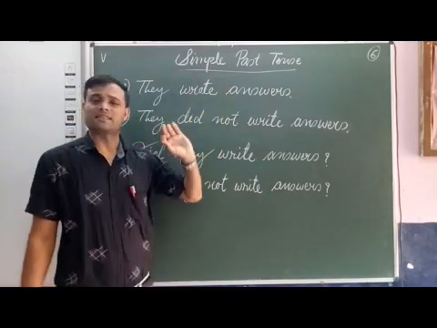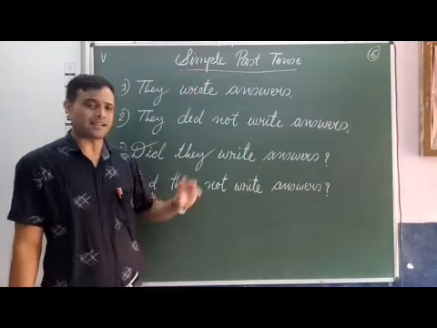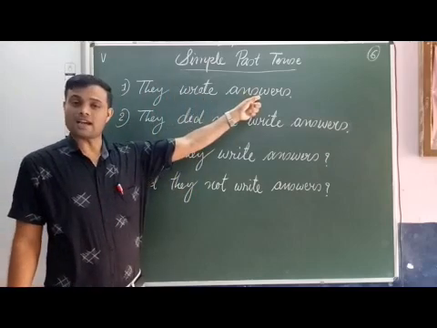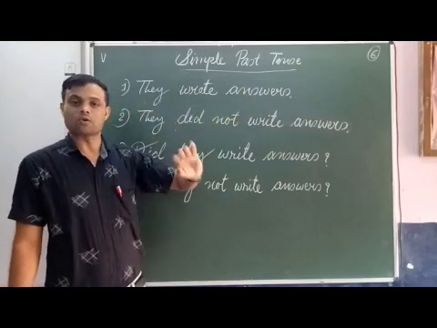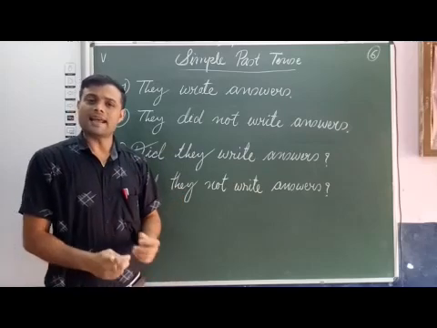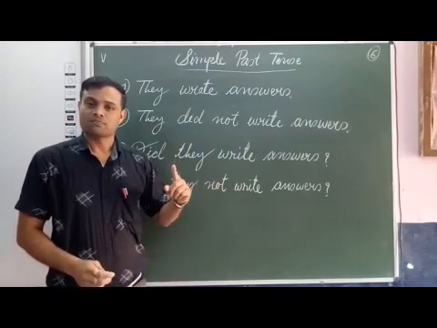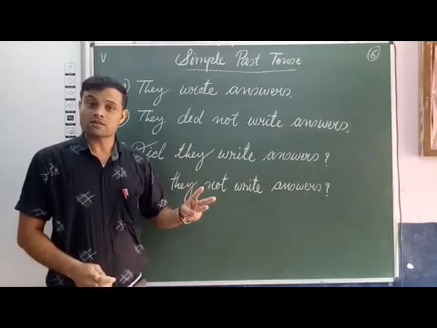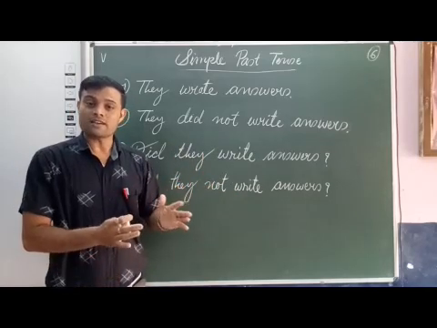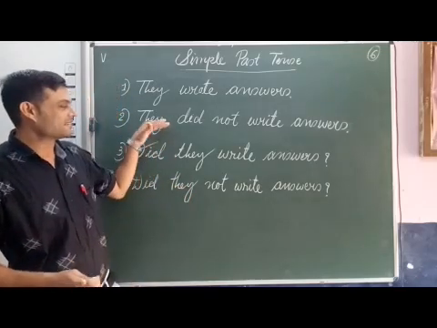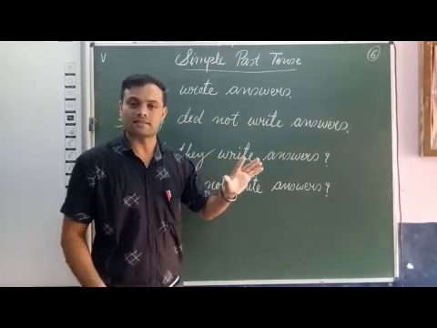First, they wrote answers. The sentence is affirmative: subject, V2, object, full stop. They wrote answers. Now negative. Negative sentence structure we already studied: subject, did, not, V1, object or other words and full stop. So here the negative sentence is they did not write answers.